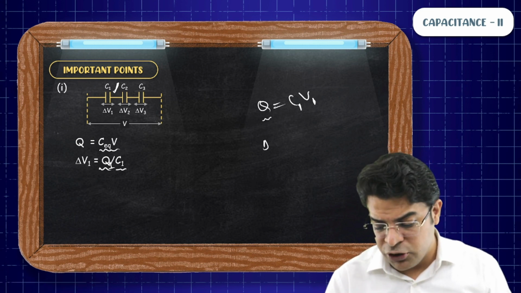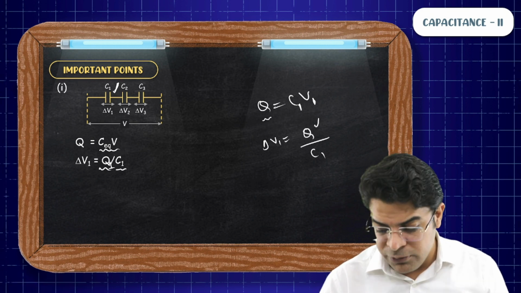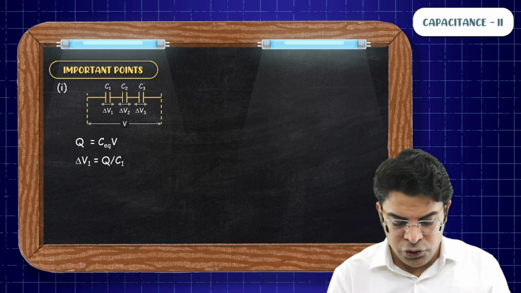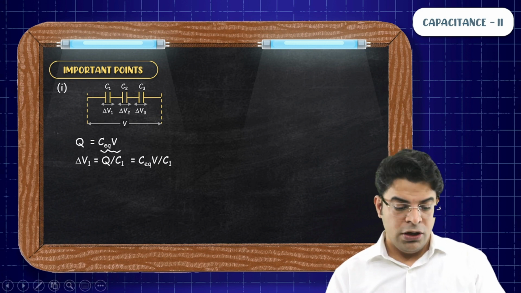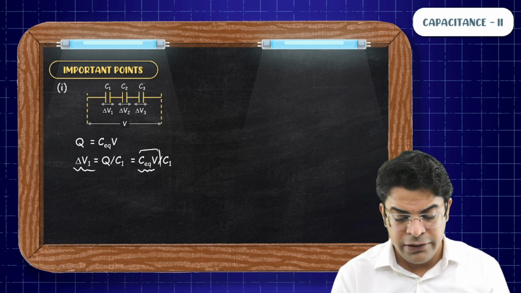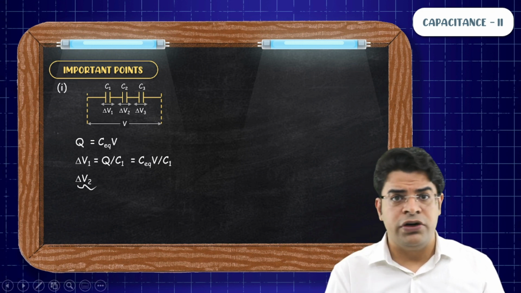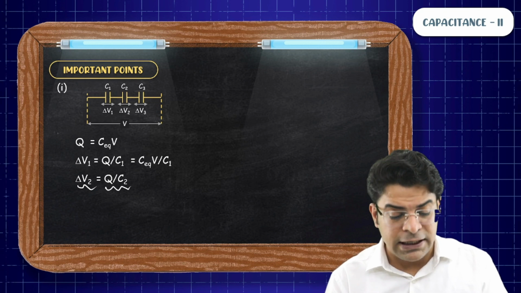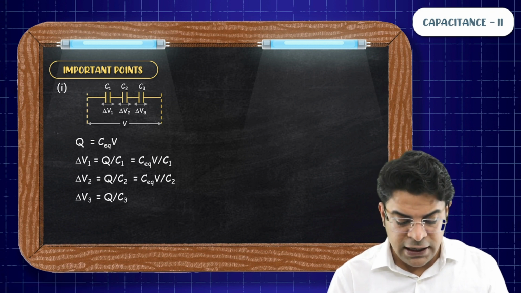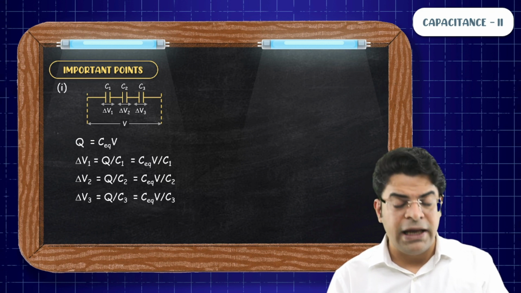So you can say that the potential drop across the first capacitor has to be nothing but the charge on it divided by C1. Why am I using the term charge on it? Because the charge on all three is going to be same. And in place of Q, you can write C equivalent into V. So the potential drop across the first capacitor equals C equivalent into V divided by C1. Similarly, the potential drop across the second capacitor equals the charge on it, which has to be same for all three, divided by its capacitance C2. That can be written as C equivalent into V by C2. And on the third one, the potential drop has to be the charge on it divided by C3, which equals C equivalent into V by C3.